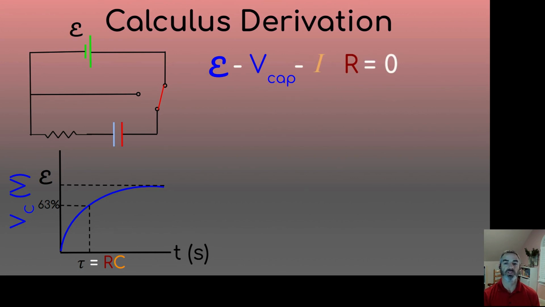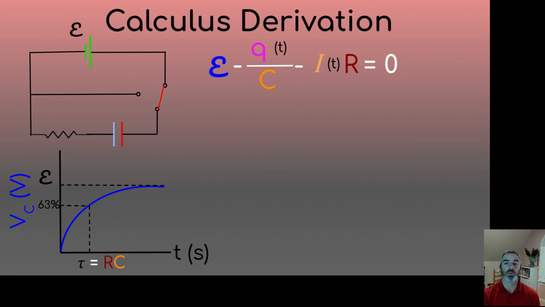So we're going to substitute in for the potential of the capacitor. We know that the potential of the capacitor is equivalent to the charge on the capacitor over the capacitance. Now we know that the current and the charge over time are not going to be constant, so we're going to write both of those as a function of time.